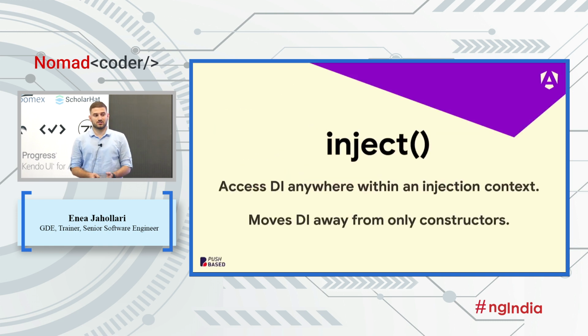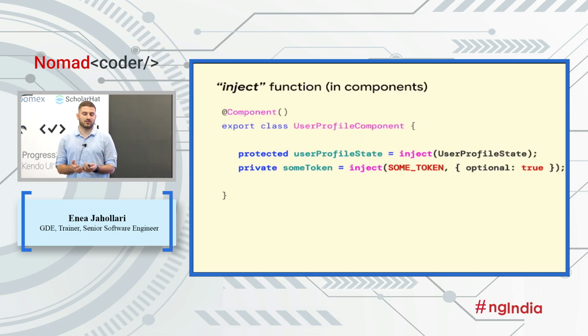Inject basically allows us to access DI anywhere within an injection context. Don't mistake it with reactive context. It's injection context. And of course, with inject, we move DI away from constructors only. So we can do DI not only on classes, but also functions. For example, we can have an inject function that injects state. So the same thing as before, but now shown with the inject function.